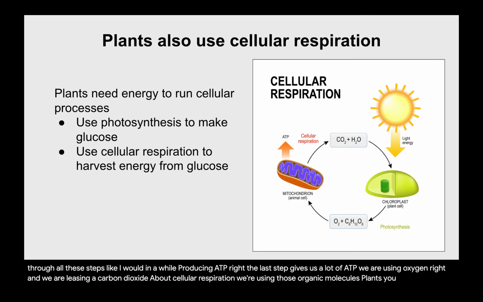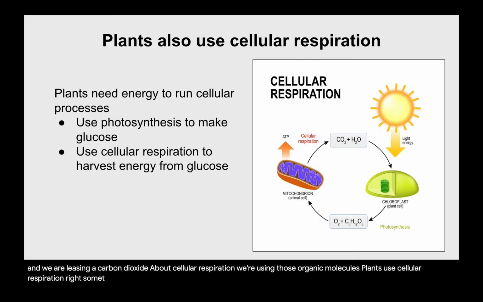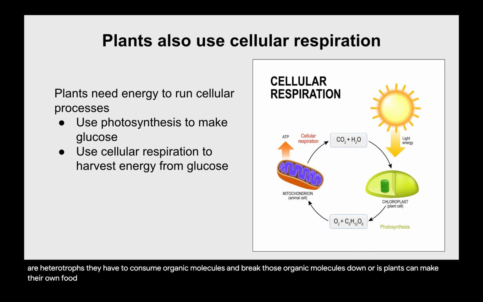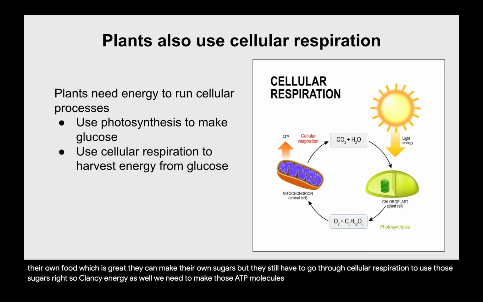Plants use cellular respiration. Sometimes when I teach about cellular respiration, we think of only animals using it. Because animals are heterotrophs, they have to consume organic molecules and break those organic molecules down, whereas plants can make their own food. Which is great, they can make their own sugars, but they still have to go through cellular respiration to use those sugars. So plants need energy as well. We need to make those ATP molecules. They are also going to use cellular respiration.